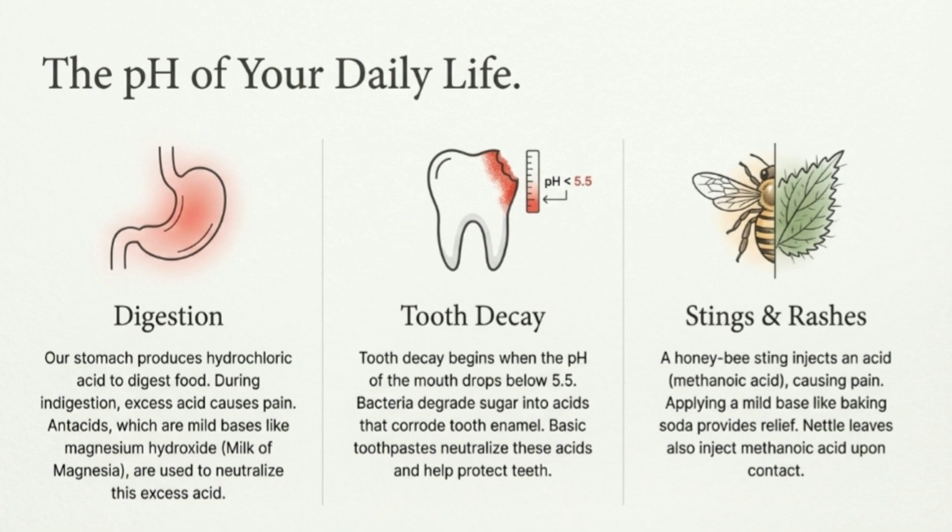The pH of daily life is critical for digestion, tooth decay, and stings. Our stomach's hydrochloric acid aids digestion. Antacids, which are mild bases, neutralize excess acid. Tooth decay starts when mouth pH drops below 5.5. Honeybee stings inject acid, relieved by applying a mild base like baking soda.